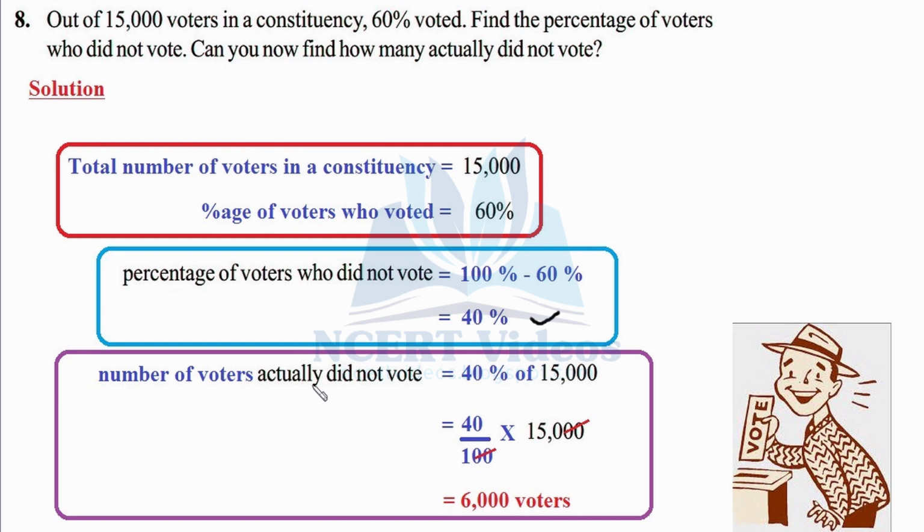Now, the number of voters who actually did not vote will be 40% of the total voters. That is 15,000. So 40 percent of means multiplication with 15,000. Straight away cancelling 2 zeros. Now 15 fours are 60, and how many zeros are left? 1, 2. Fix 2 zeros. So 6,000 voters didn't show up for voting. So that is your question number 8.